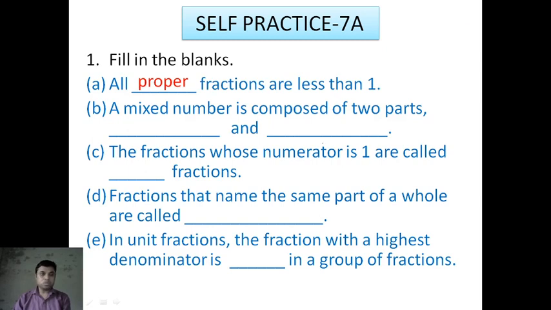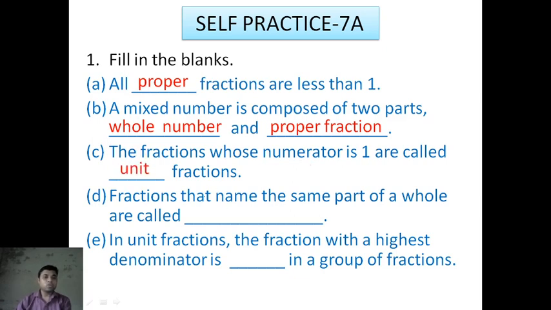Now B. A mixed number is composed of two parts, dash and dash. You already learned it: whole number and proper fraction. Now C. The fractions whose numerator is 1 are called unit fractions. You already learned it. Now fractions that name the same part of a whole are called dash. You have just learned it, that is equivalent fractions. Now in unit fractions, the fraction with the highest denominator is dash in a group of fractions.